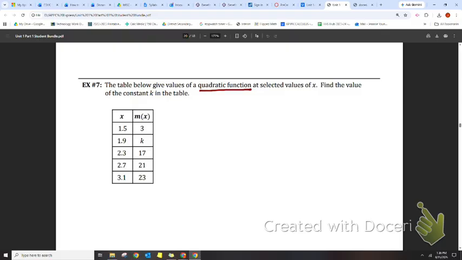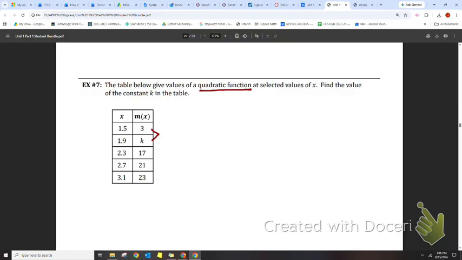First, check your x's. From 1.5 to 1.9, we're adding 0.4. 1.9 to 2.3, we're adding 0.4. Check it out, to 2.7 is adding 0.4. To 3.1 is adding 0.4. So my x's are constant. They've got a constant rate of change going on there.